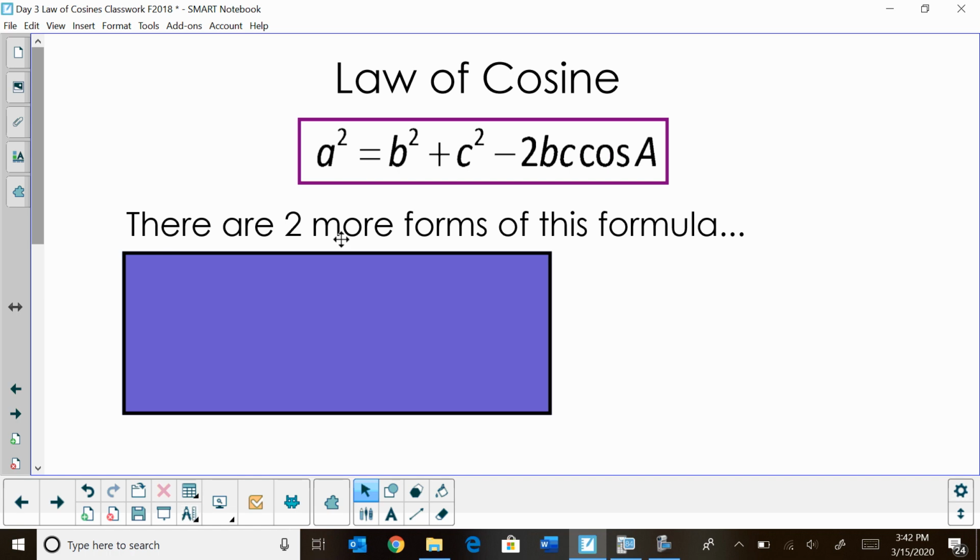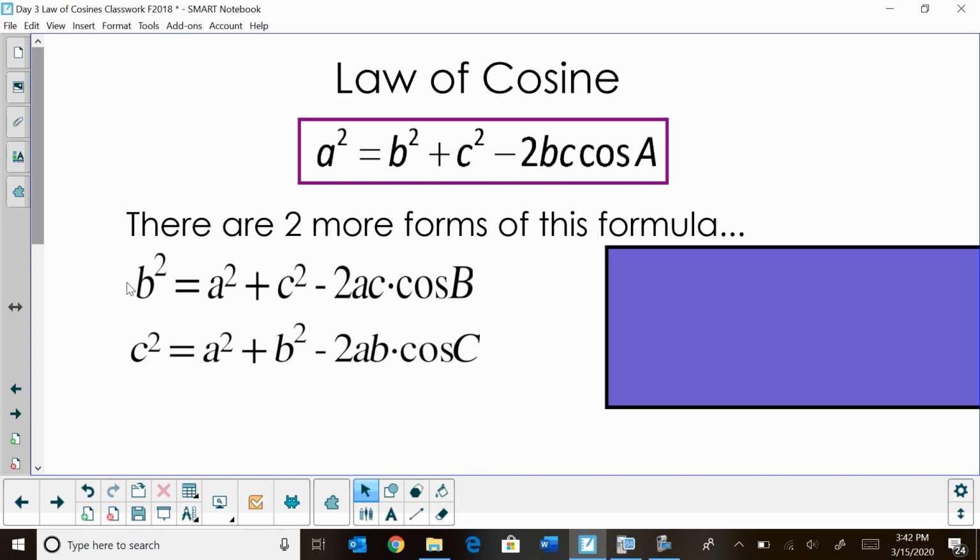And then this formula has two more forms. If we are looking for side B instead of A, then we would use b squared equals a squared plus c squared minus 2ac times the cosine of angle B. So whichever side we're looking for, we're using that associated angle. And of course, if we're looking for C, we can use c squared equals a squared plus b squared minus 2ab times cosine of the angle C. So those are the three forms of the law of cosine.